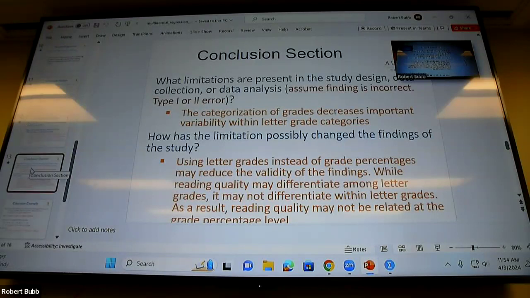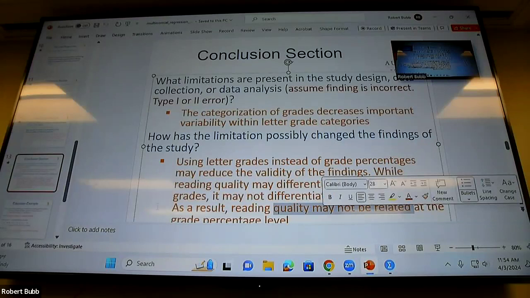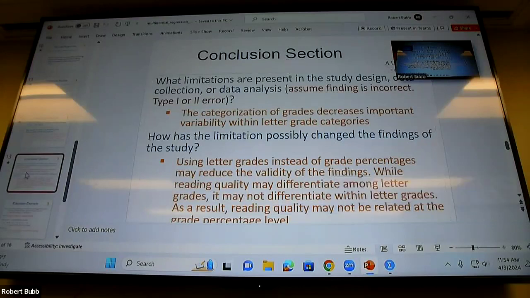We've got to articulate that limitation if we truly believe it's a limitation. So if reading quality was significant before, then here we say it may not be related or not be significant if we account for that variation within the letter grades. So that's how our explanation should be, right? Again, thinking that my findings are incorrect.